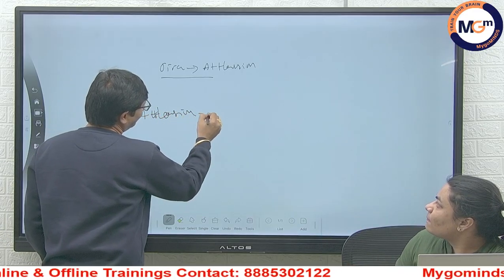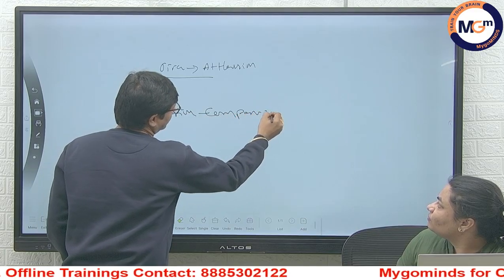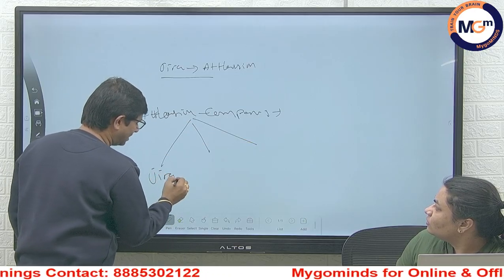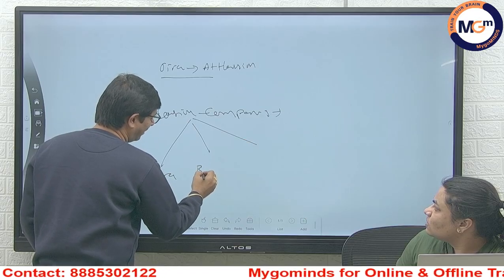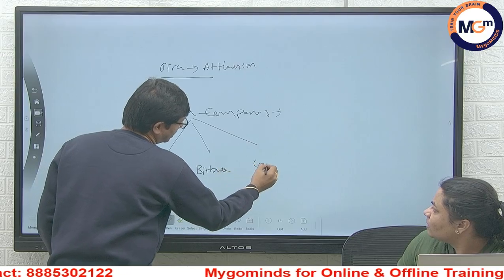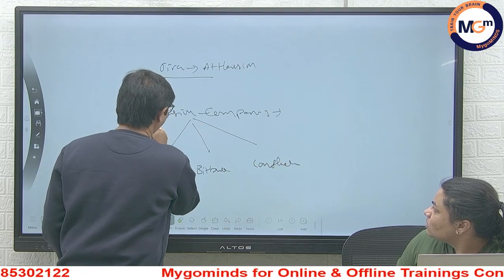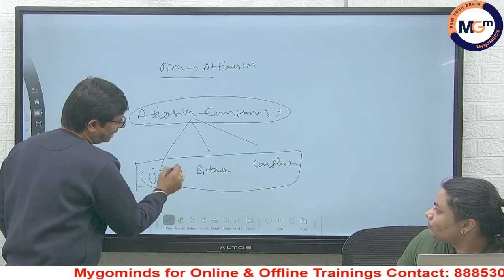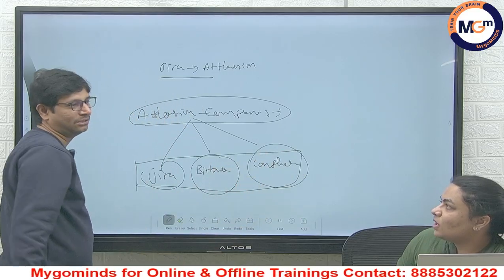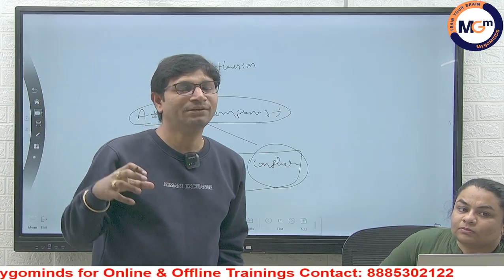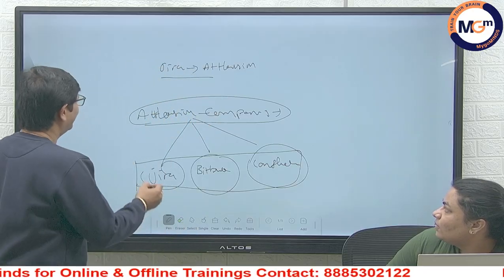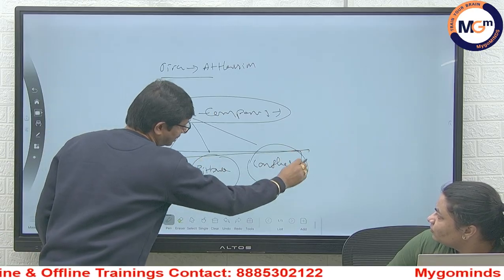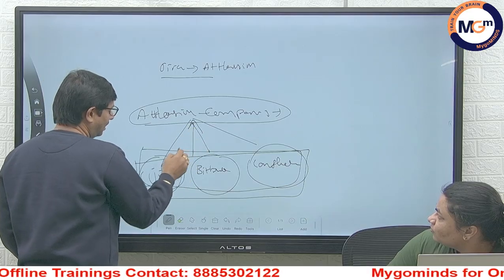Guys, the Atlassian company created Jira. Not only Jira, they created Jira as well as Bitbucket and Confluence, guys. If you reach out to Atlassian, they provide these three features in one company: Jira, Bitbucket and Confluence. If you want all these three, you can reach out to Atlassian and take all of them.